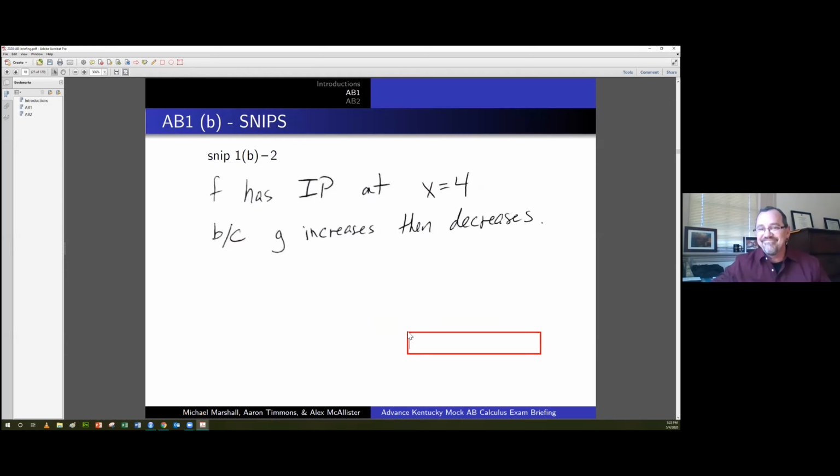Here the student correctly identified that there's an inflection point, IP is okay, at x equals 4, and the justification with that is correct because g increases then decreases, but they're missing the x equals 8. So they're going to get the first point, the second point, but not the third, so it's a 1, 1, 0.